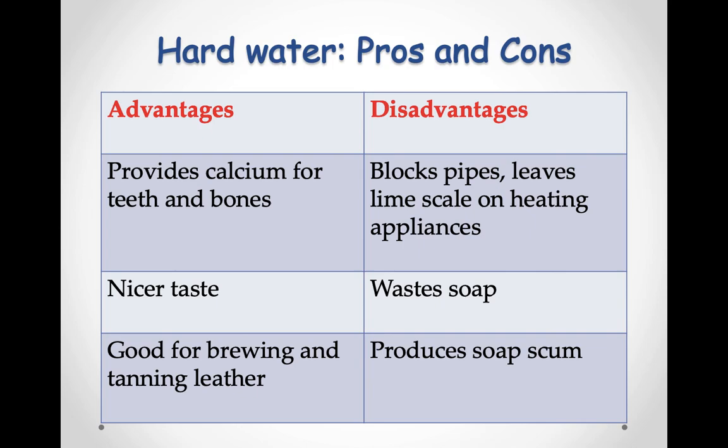Then the disadvantages. Obviously enough, if the calcium becomes deposited on heating pipes, it's going to block them. It also leaves lime scale on the heating element of your kettle or any other appliances that are heating water. It wastes soap, we mentioned that already, and it produces a scum around your bath and your sink that you have to clean up. So those are the pros and cons of your hard water. We leave it there for now.